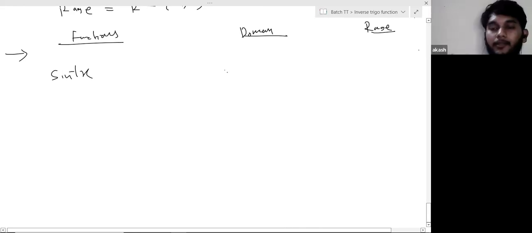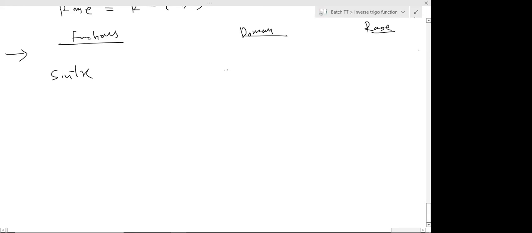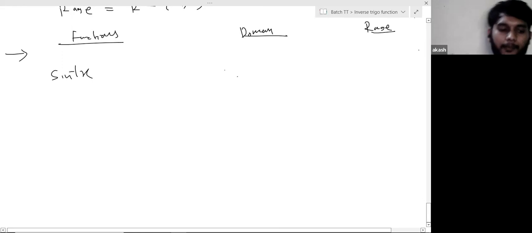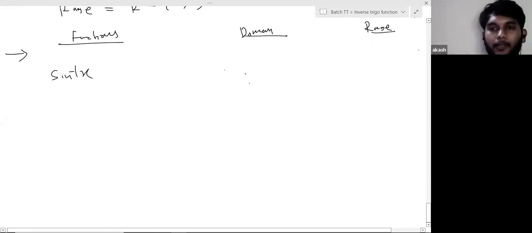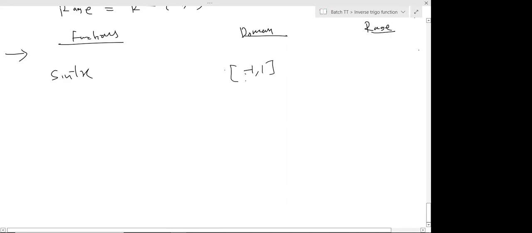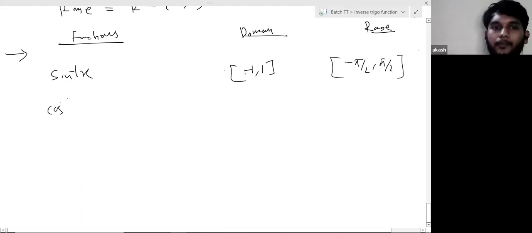No, sine inverse x. Okay, 1 second. Can I check? Absolutely, please check. Minus pi by 2 to pi by 2. Domain minus 1 to 1, right? Minus 1 to 1. And range is minus pi by 2 to pi by 2. Absolutely right. And cos inverse x?